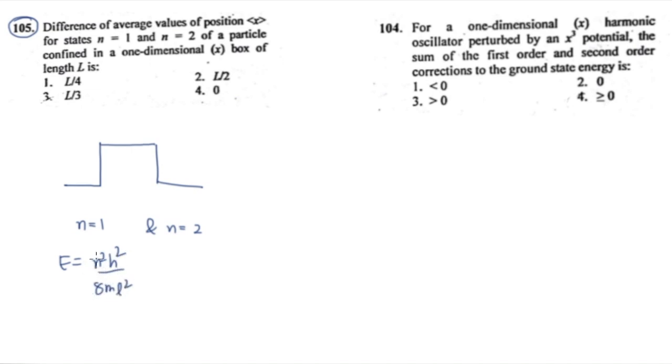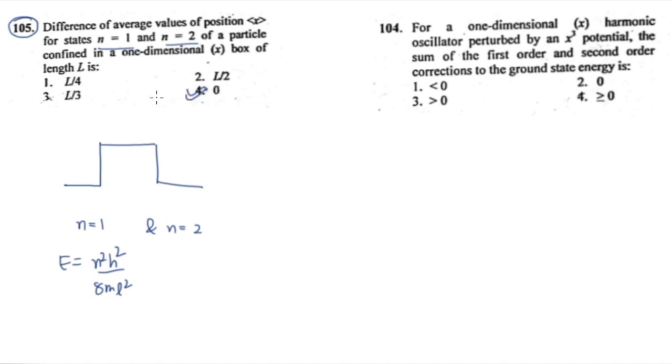So the energy changes with the change in value of n, with the change in state, but the value of position does not change, okay. So the position value remains constant for different states, so that does not depend upon the state basically. So over here it says that the difference of average values of position for different states, you have two different states given to you. So the average value of position will be the same for both the states, so if you take the difference, you are subtracting the same value from the same thing. So that means you are going to get 0 over here, okay.